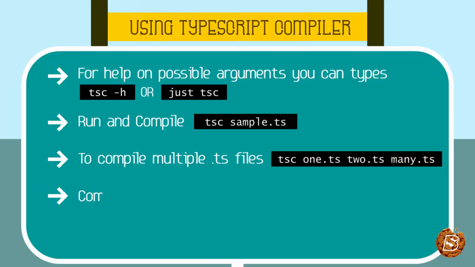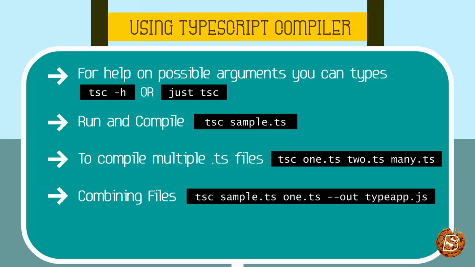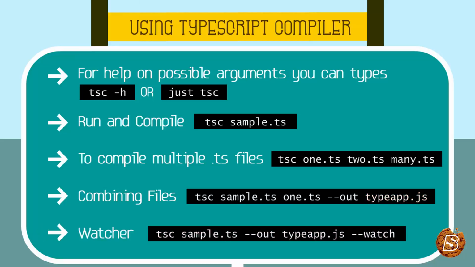You can also combine multiple files into one JavaScript file, like we have tsc sample.ts 1.ts, and then we specify it with the out directive, which will output the contents of sample.ts and 1.ts, converting them to a JavaScript file and naming it typeapp.js. We can also keep a watch on a given file which we are working on, and every time we save it, it will be automatically compiled by the TypeScript compiler if we include the watch tag at the end, as you can see. So whenever we run this command tsc sample.ts, it will automatically generate the relevant JavaScript file.